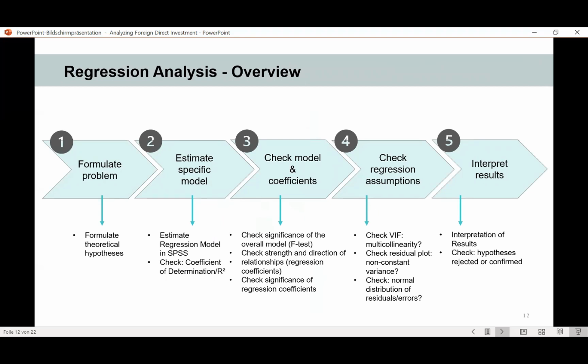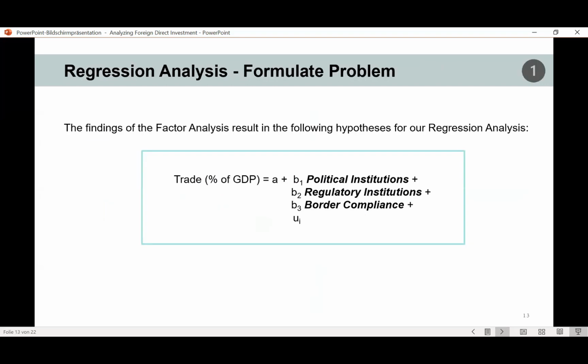We can now come to the regression analysis, where we start with formulating the problem and then go on to estimate a specific model, check the model and coefficients, check the regression assumptions, and finally interpret the results. With the findings of our factor analysis, we could formulate the previously mentioned hypotheses and build up the regression model to explain our dependent variable, trade in percentage of GDP, by our 3 independent variables: political institutions, regulatory institutions, and border compliance.